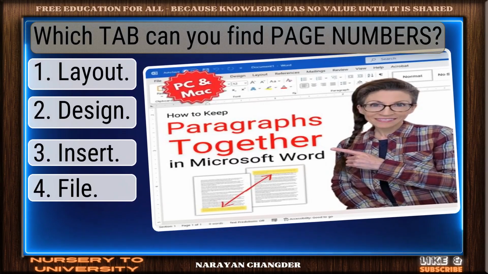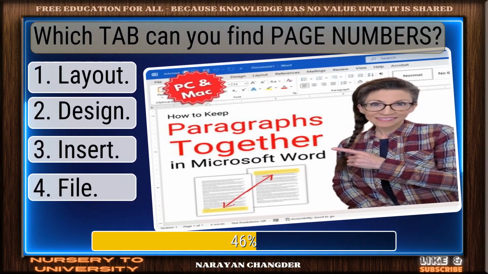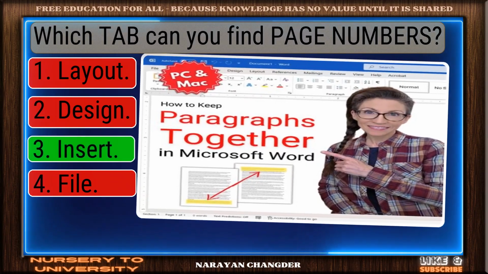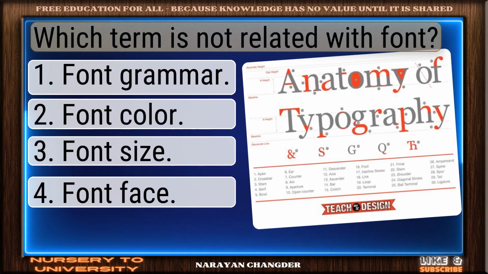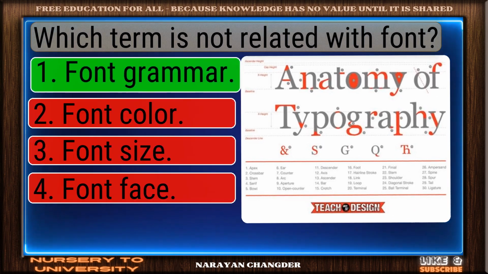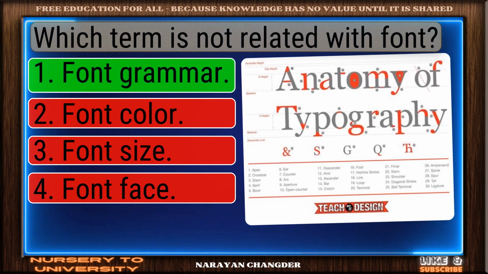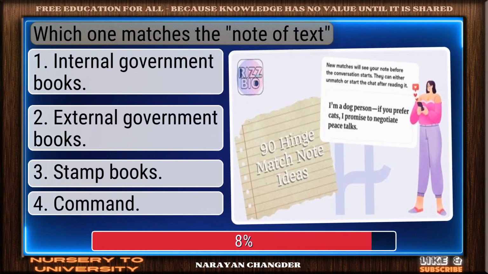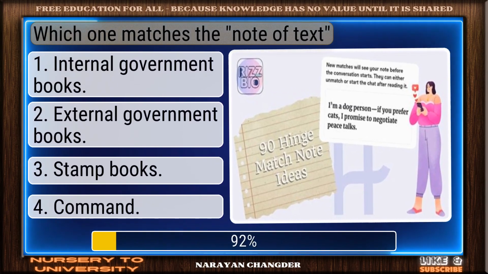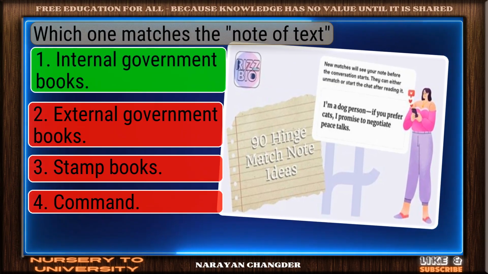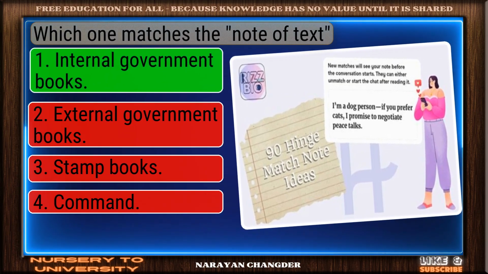Which tab can you find page numbers? Well done. Insert is the right choice. Which term is not related with font? You got it. Your choice font grammar is right. Which one matches the note of text? Perfect. Internal government books is the correct choice.